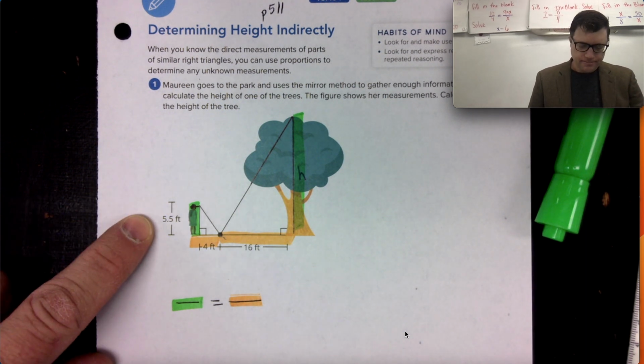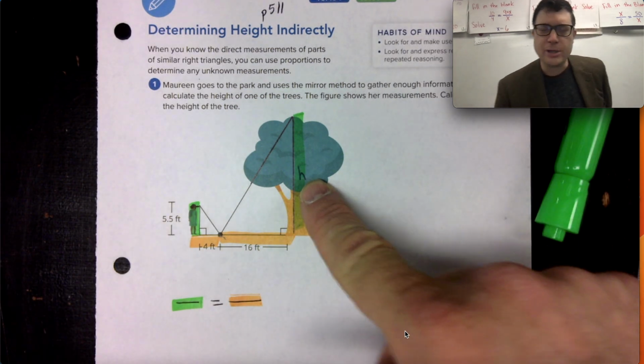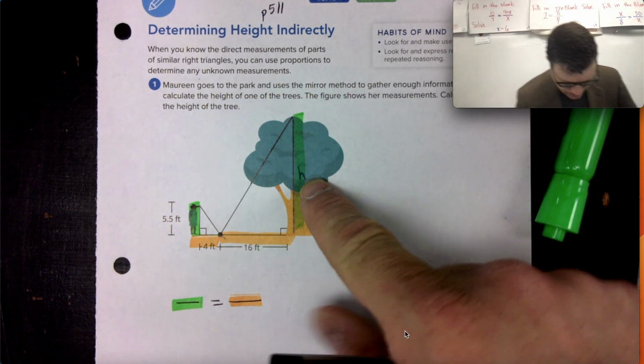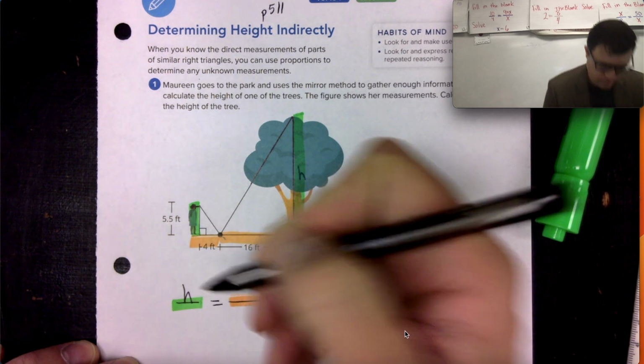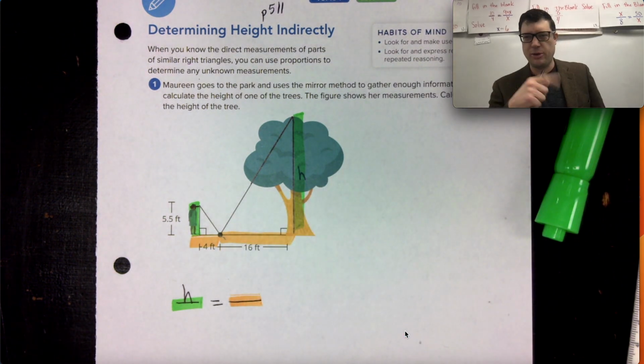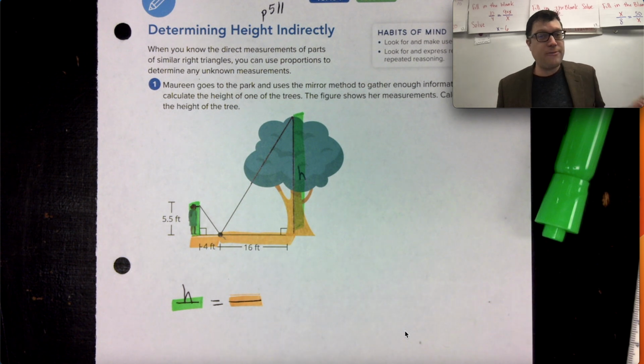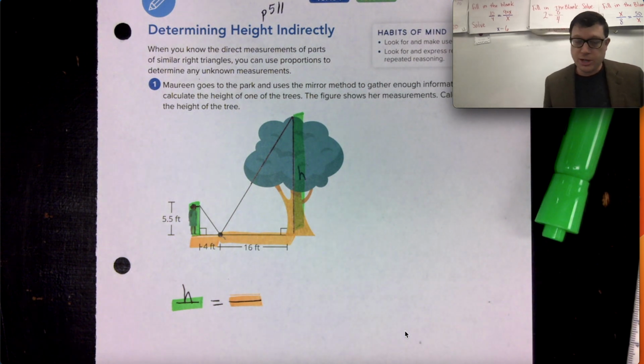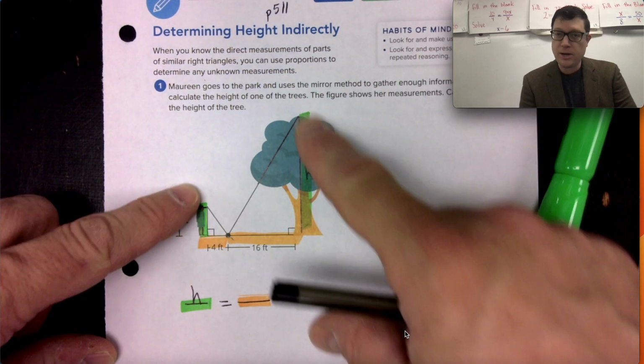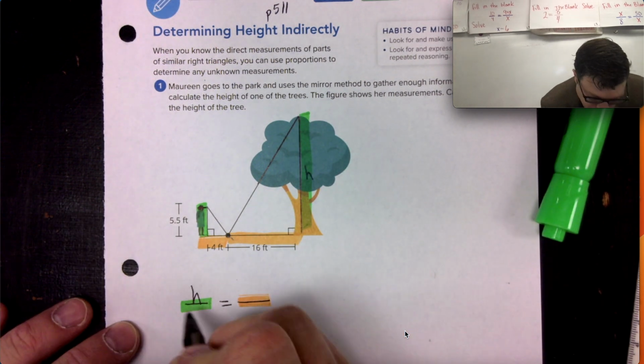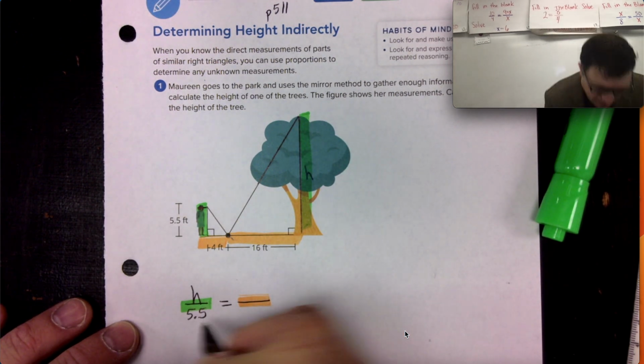I'm going to put H on the top of the fraction. Oh, that's for me, not for you. So H is the top of the green fraction and 5.5 is the bottom of the green fraction because those are the corresponding sides of their triangles. So I'm going to put 5.5 on the bottom.